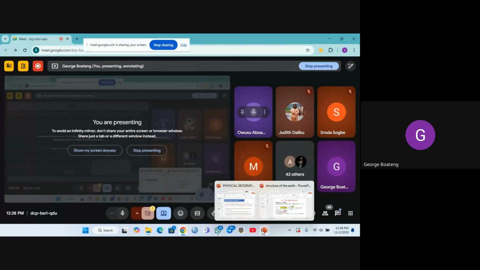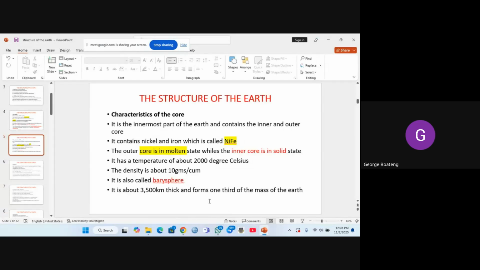So we're saying that the inner core is solid, is hard, but its peripheries or the outer parts are said to be semi-liquid or molten. Then they give a very high temperature for the core, which is over 2000 degrees Celsius.